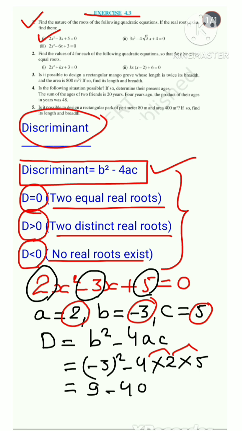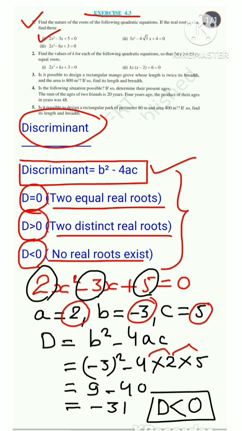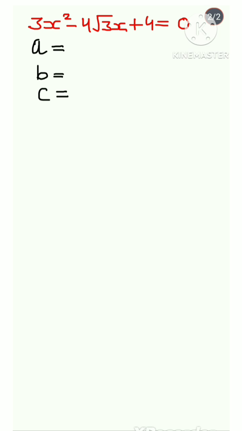Then after subtracting, we will obtain the discriminant, that is minus 31. And as we know, here the discriminant is less than 0, and in this condition, if the discriminant is less than 0, then there will be no real roots, right?